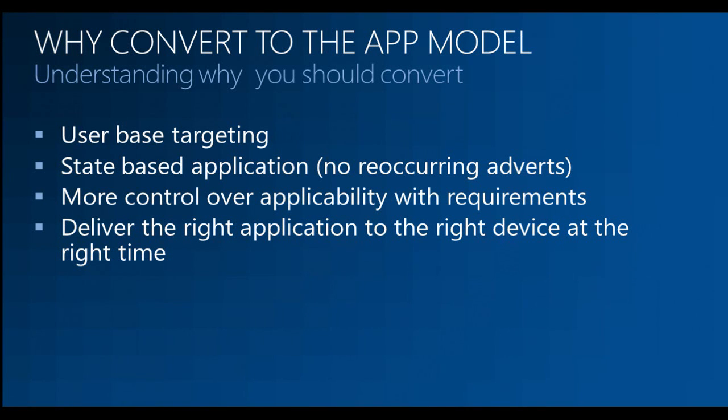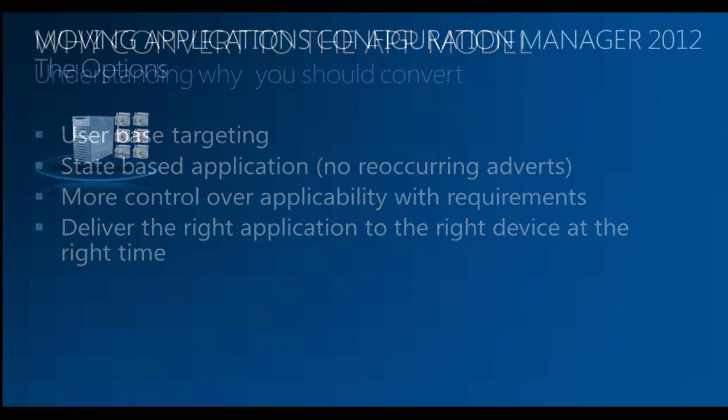The evaluation at runtime, and targeting different deployment types to different types of devices for the same user, means not having to do the mapping of this user has this machine, then target the machine and hope that user logs on, that kind of thing. So that's the power of the app model.